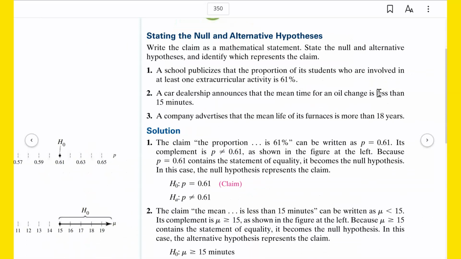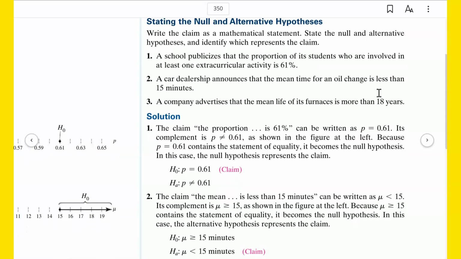Example 1, stating the null and alternative hypotheses. Write the claim as a mathematical statement. State the null and alternative hypotheses and identify which represents the claim.